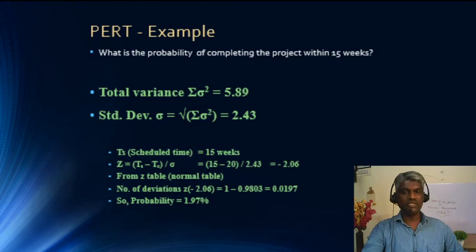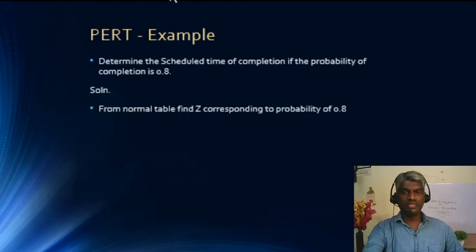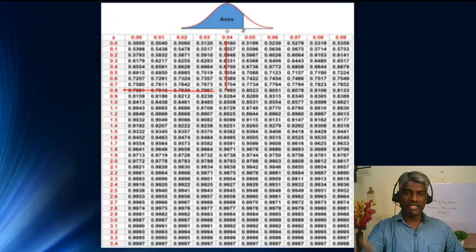Now for the sixth question, we are given the probability. The probability is 0.8. Now we are going to find out the scheduled time of completion. Ts we need to find, right, with the probability, just interchanging the values and finding the scheduled time of completion. So 0.8 is our value. So we are going to check a value nearer to 0.8.